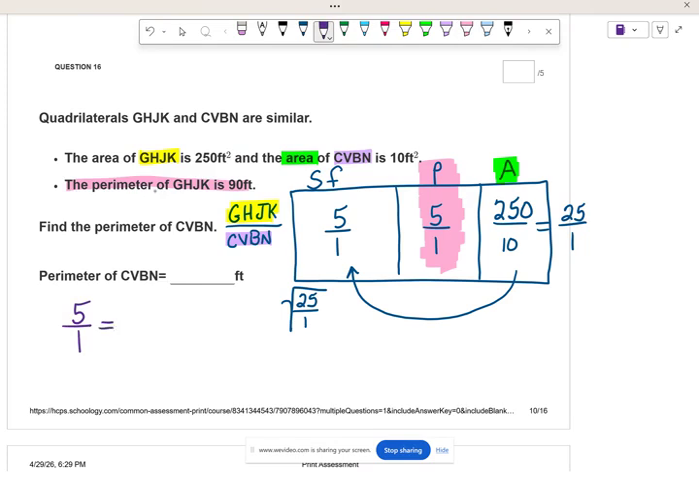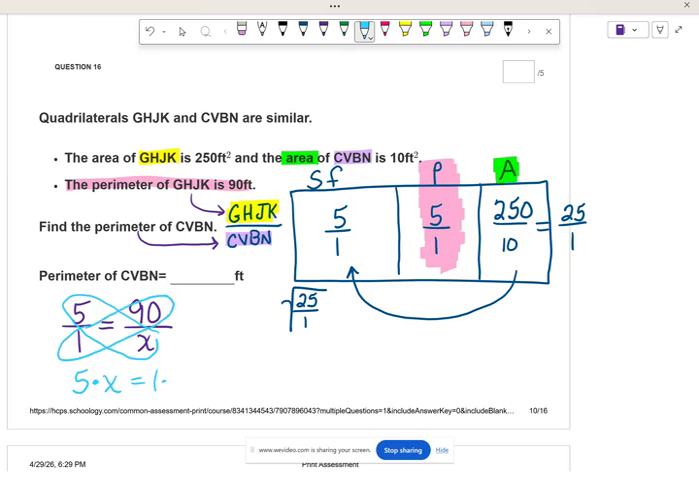All right, now we have to put that perimeter of GHJK with this 5 over 1. GHJK goes up top, so that 90 goes up top. We have to find the perimeter of CVBN. That would be our X down in the bottom. Cross multiply: 5 times X equals 1 times 90. Go type that in Desmos and see what you get.